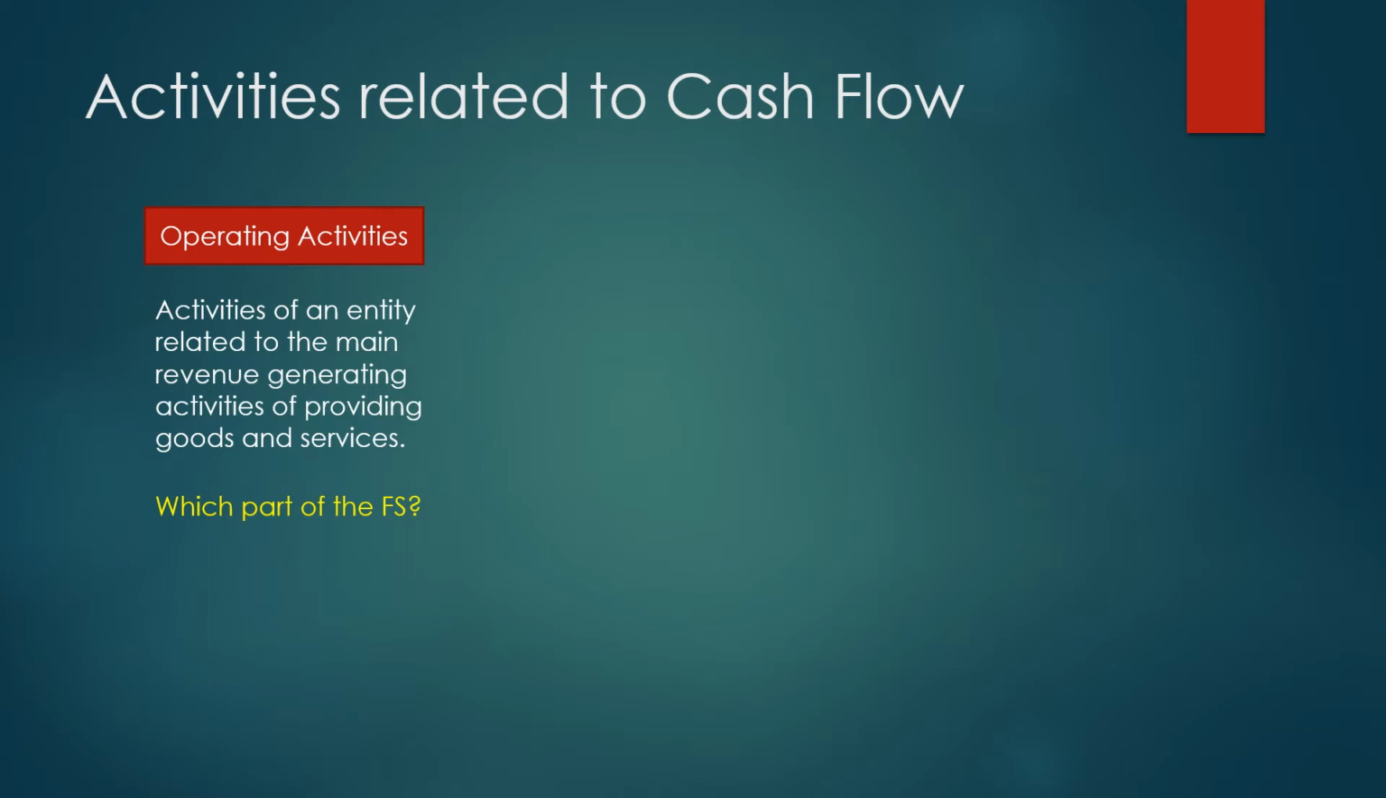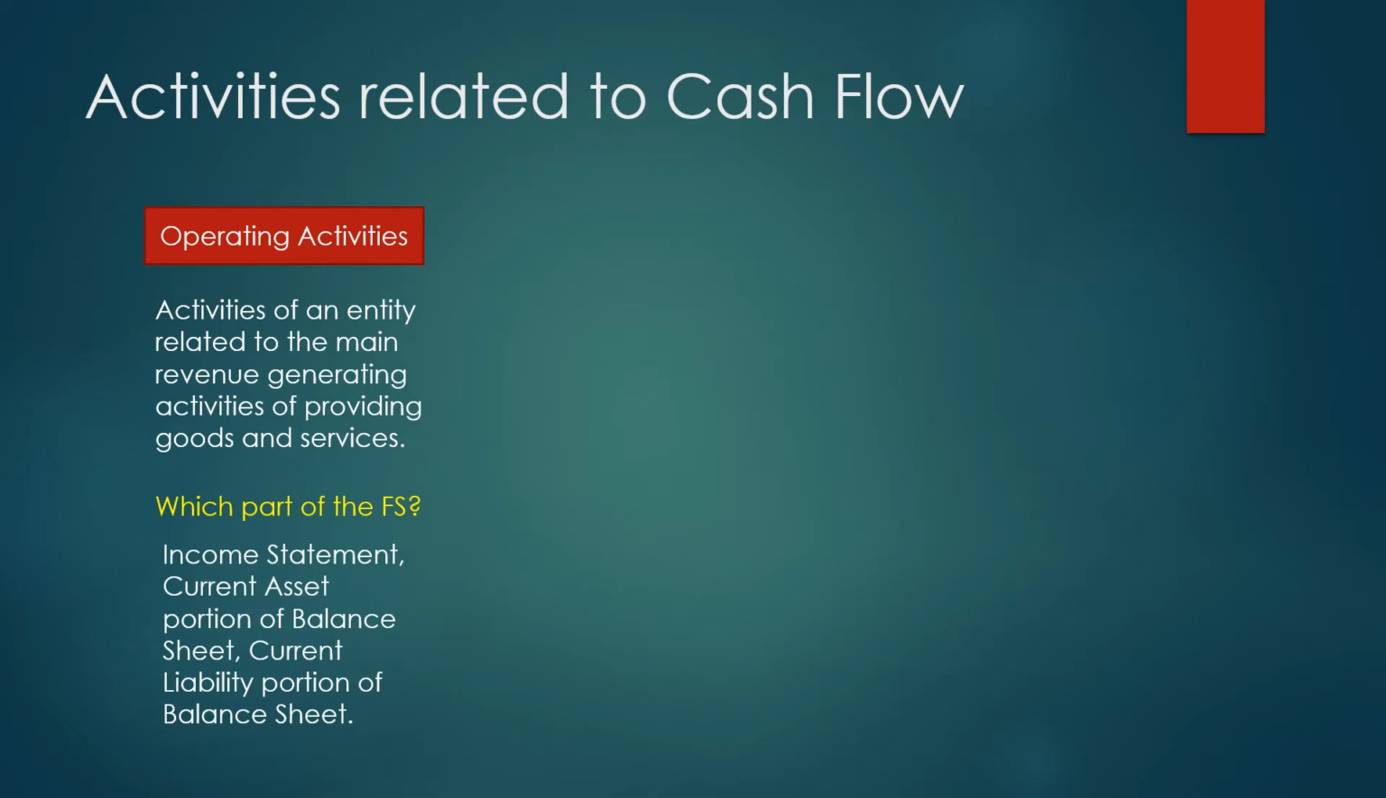There is another technique, no? Para ma-identify nyo agad whether it's operating activity. So, normally, yung mga transactions under operating activities, this can be seen in your income statement. So, number one, income statement. Ano-ano yung mga makikita mo sa income statement?